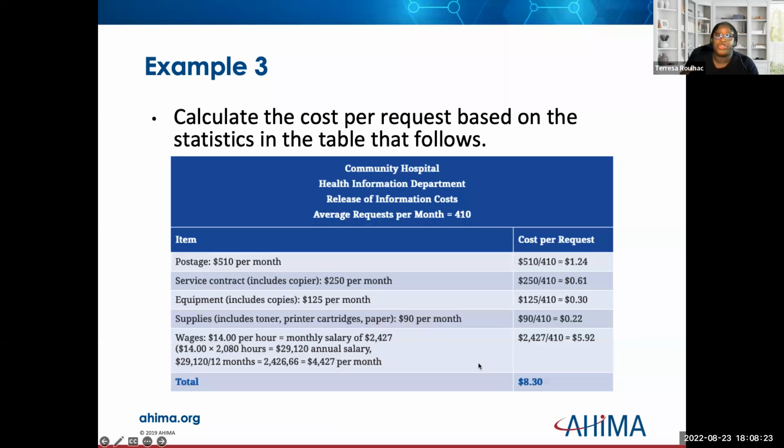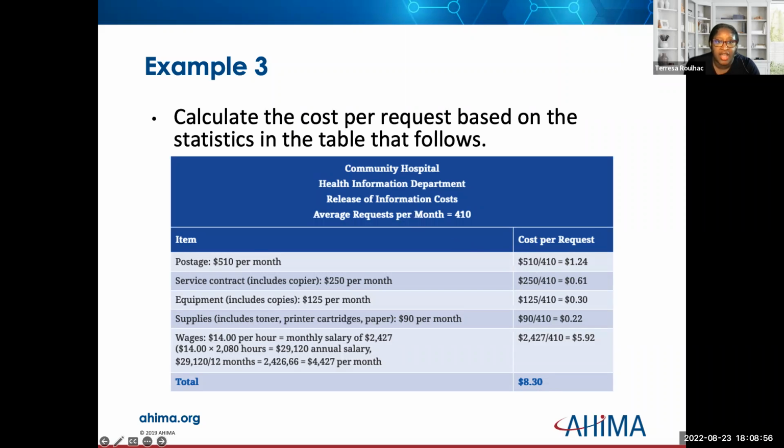Now, example 3, we're calculating the cost per record based on the statistics in the table that follows. What you do is you're adding 1.24, 0.61, 0.30, 0.22, 5.92, which actually brings you to 8.29. Rounded up will give you $8.30.